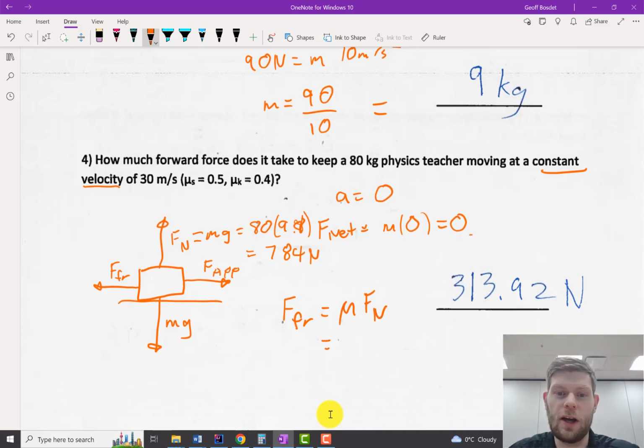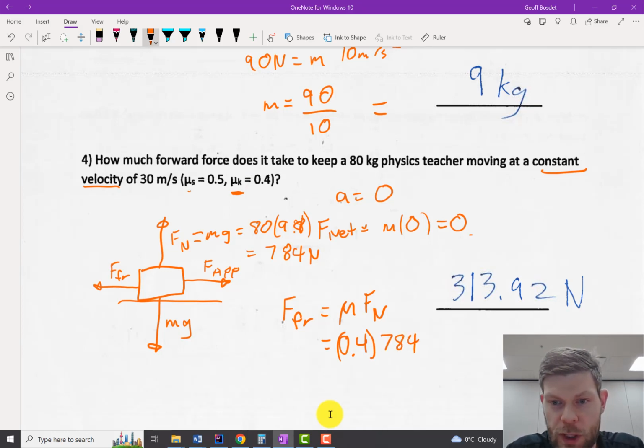Since the physics teacher is moving, we're going to use the coefficient of kinetic friction because that's what you use when something is moving. If you're trying to start it moving from stopped, you'd use the coefficient of static friction. So force of friction is equal to 0.4, which is our coefficient of kinetic friction, times 784, which I believe is this. And force of friction is equal to our forward force, or applied, as we called it. So yeah, this is our answer, 313.92.